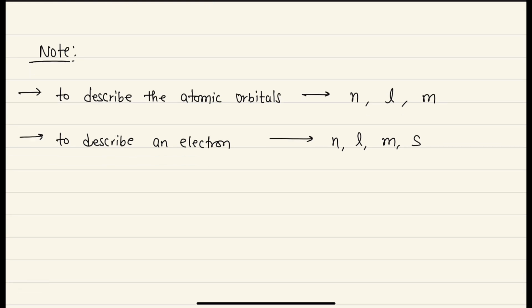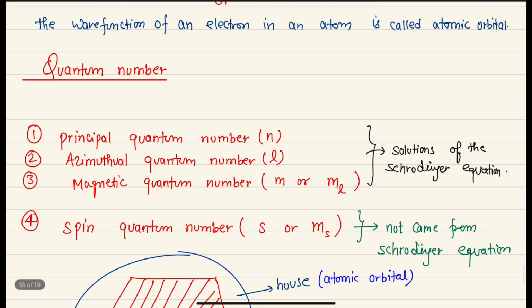Now, in this lecture, we will talk in more detail only about the principal quantum number. Principal quantum number in this session. So now let's start with our first quantum number, that is called the principal quantum number.